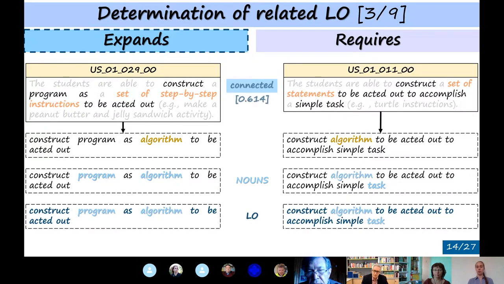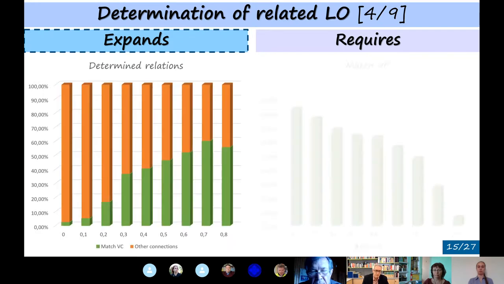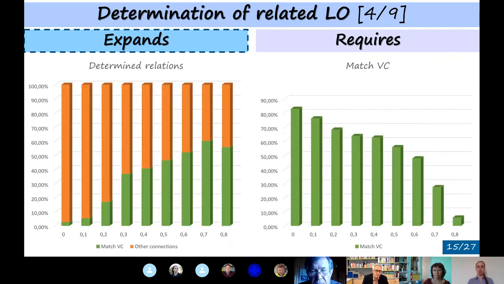So, after the check of the whole learning outcome, I can get a probability, a number which shows how close these two learning outcomes are. The closer to one, the higher is the chance that these learning outcomes are connected. Depending on different probability boundaries, you can see how the results are different. Green color represents those pairs of learning outcomes which match the validation corpus. Orange color represents noise. As you can see on the left chart, the higher the probability boundary, the lower the level of noise.